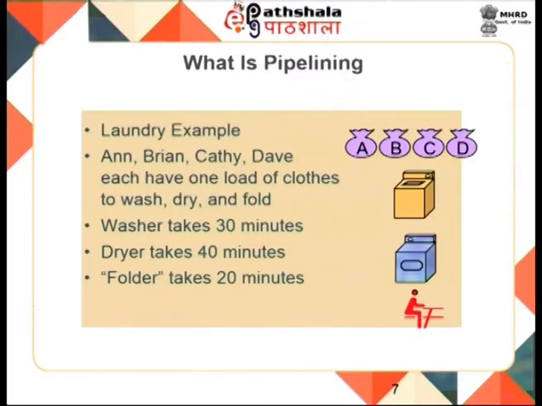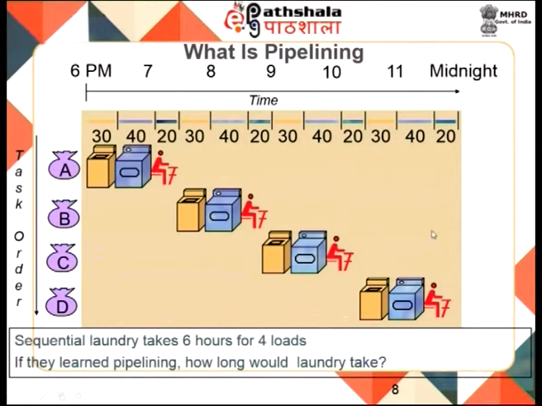Now, this is an example from the laundry that we do day-to-day. Let us assume that 4 people have one load of clothes to be washed, and let us assume that there are 3 processes here, a washing process, a drying process and a folding process. So, the washer takes about 30 minutes of time, the dryer takes 40 minutes of time, and the folder takes 20 minutes of time. Now, if you look at a sequential laundry, if all 4 people have to wash their clothes, then the first person takes 30 plus 40 plus 20 minutes to finish the whole process. So, that is 90 minutes.